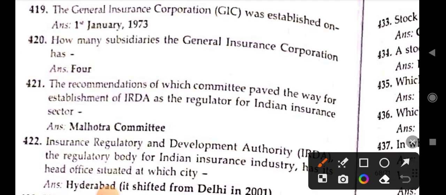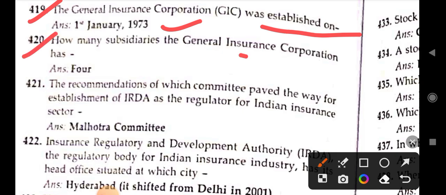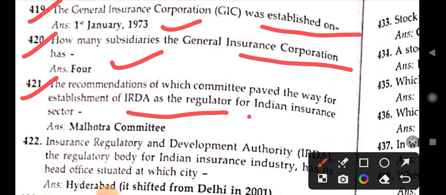Next, the General Insurance Corporation (GIC) was established on 1st January 1973. How many subsidiaries does the General Insurance Corporation have? 4. The recommendation of which committee paved the way for establishing IRDAI, the regulator for the Indian insurance sector? Malhotra Committee.